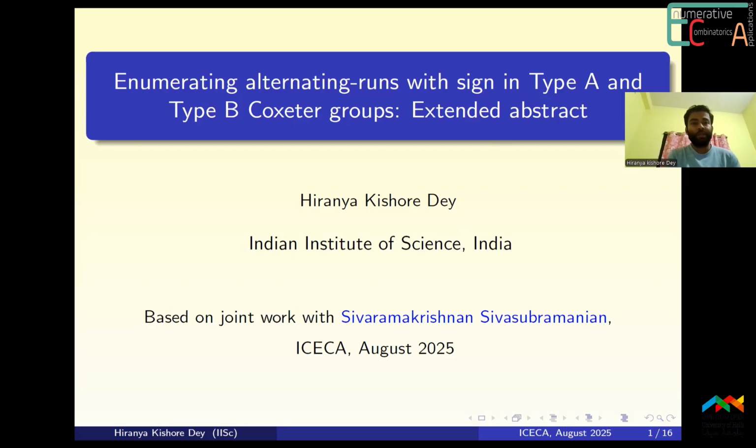So today I'm going to speak on enumerating alternating runs with sign in type A and type B Coxeter groups. This is based on joint work with Sivaramakrishnan and Sivasubramanian.